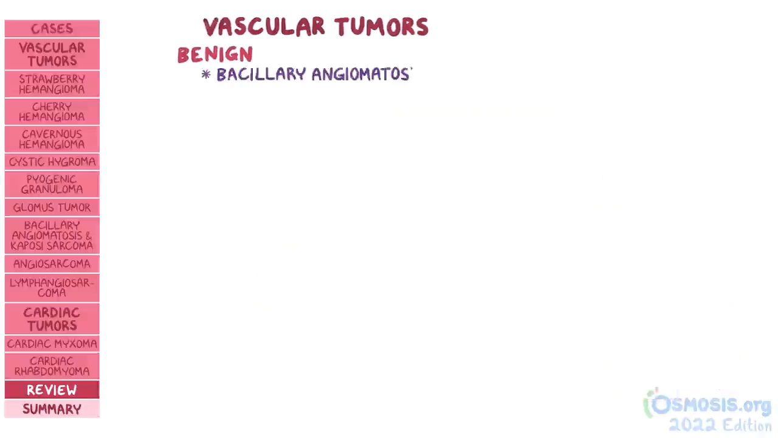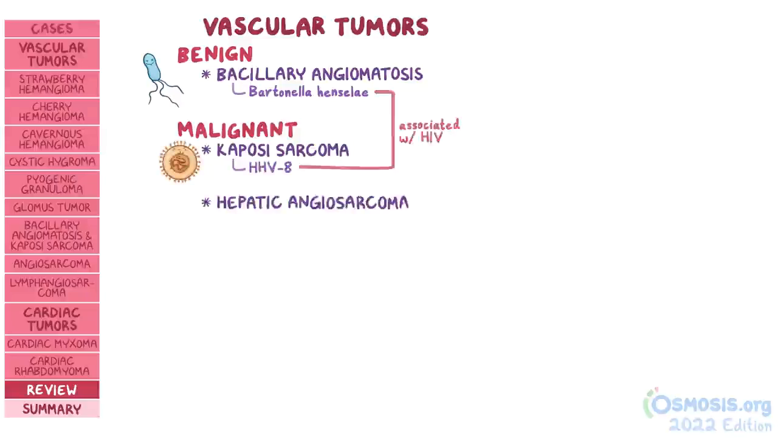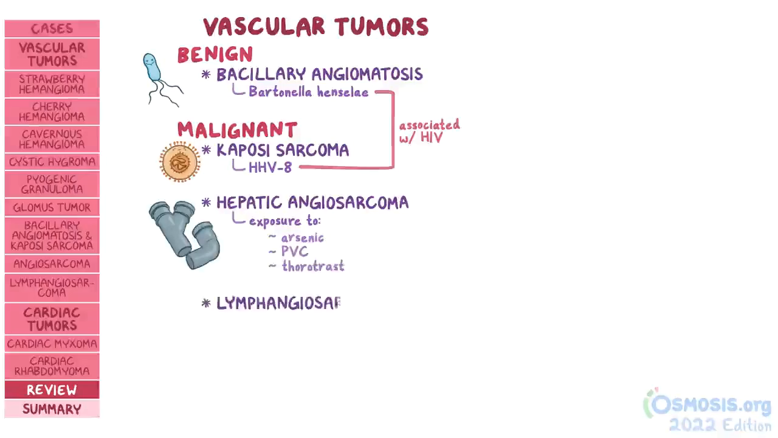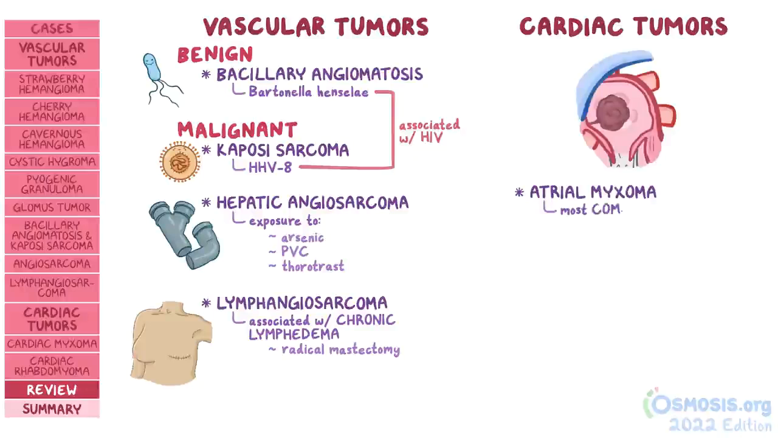Bacillary angiomatosis is caused by Bartonella henselae, while Kaposi sarcoma is caused by HHV8, and both are associated with HIV. Hepatic angiosarcoma is associated with exposure to arsenic, PVC, or thorotrast. Lymphangiosarcoma is associated with chronic lymphedema, such as after a radical mastectomy. Cardiac tumors include atrial myxoma, which is the most common in adults, and rhabdomyoma, which is the most common in children.